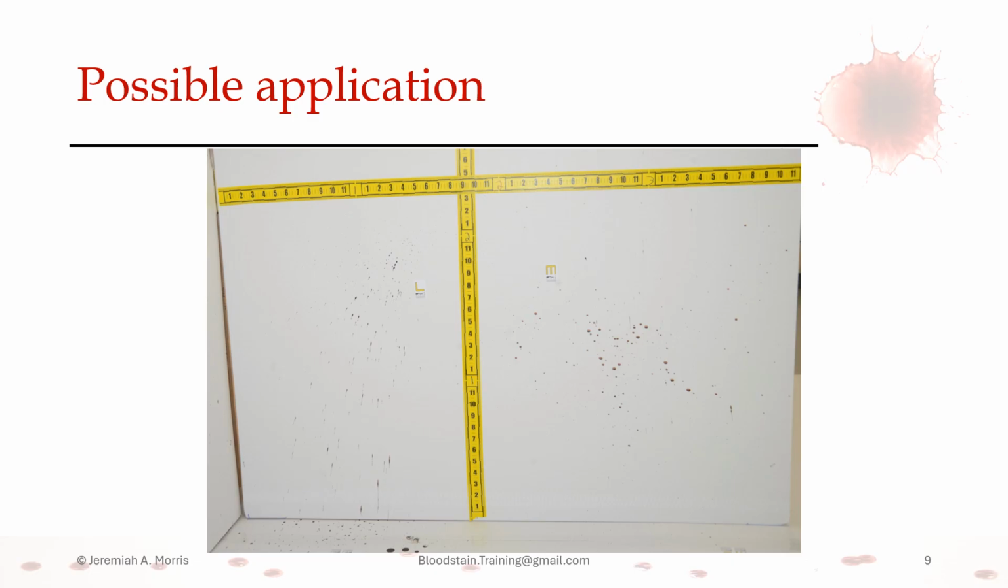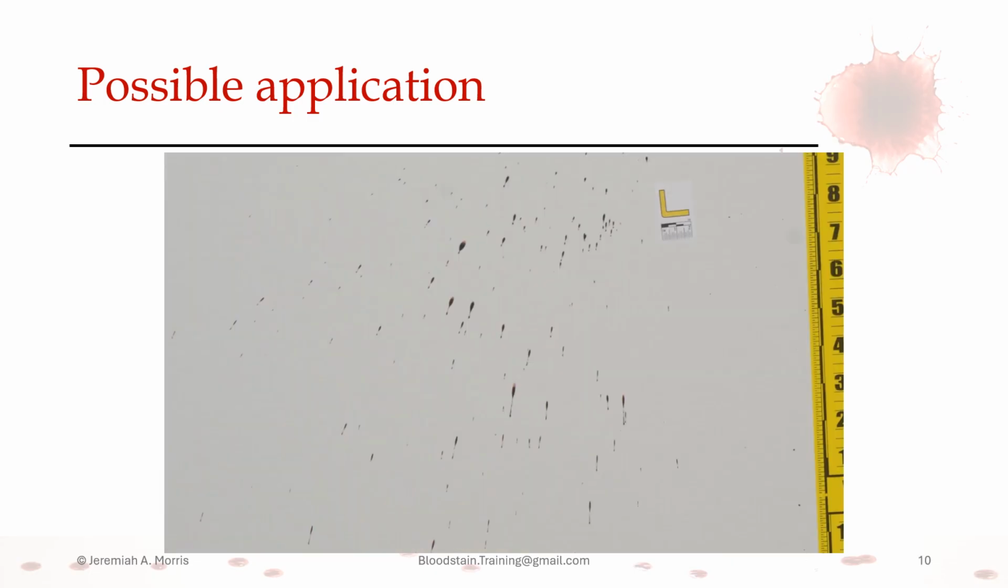Here we have two patterns on a vertical surface. We have pattern L on the left-hand side and pattern M on the right-hand side. Both of these patterns are elliptical to slightly circular distributions of stains. But let's look at L, and I want us to focus on the tails. As we look at the tails of these stains, all of them are single tails. We don't have any jagged tails.